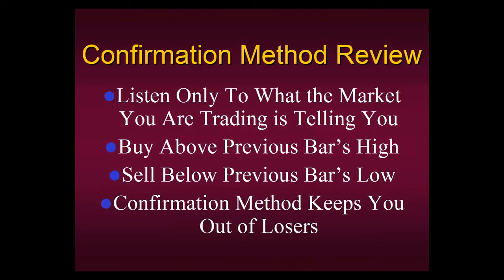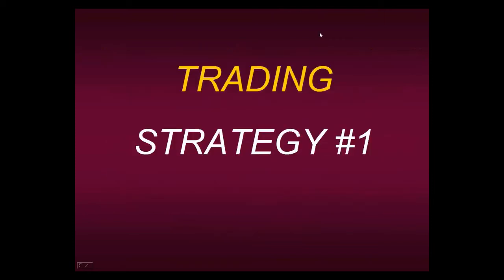And if we're using the confirmation method, whatever strategy you have, remember this is not, I repeat, it's not a strategy. It's simply a technique that you add on to your strategy. Whatever strategy you have, if it issues a buy signal, buy above the previous bar's high, one tick above. And if it issues a sell signal, only go short once price trades one tick below the previous bar's low. As an extra added bonus, many times the confirmation method will keep you out of losers, as we just saw with that Amazon example.